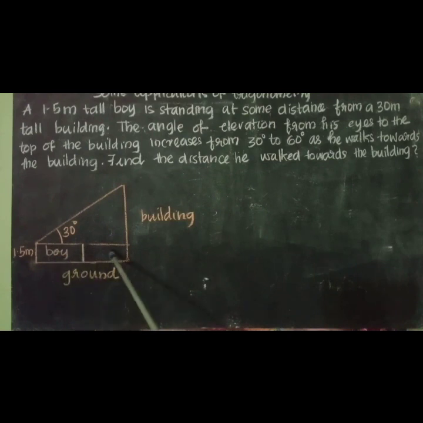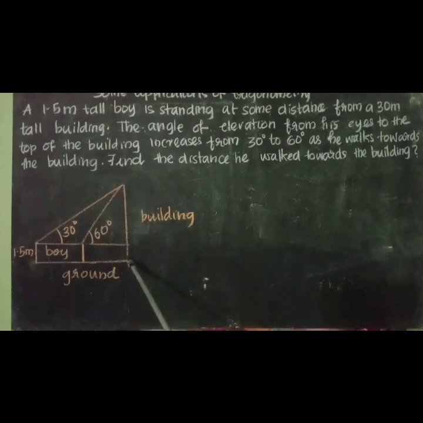As he walks towards the building, this angle of elevation is increasing. It increases from 30 degree to 60 degree. So here we can mark the angle of elevation once again. In the second case, angle of elevation changed to 60 degree. So once again I will explain.